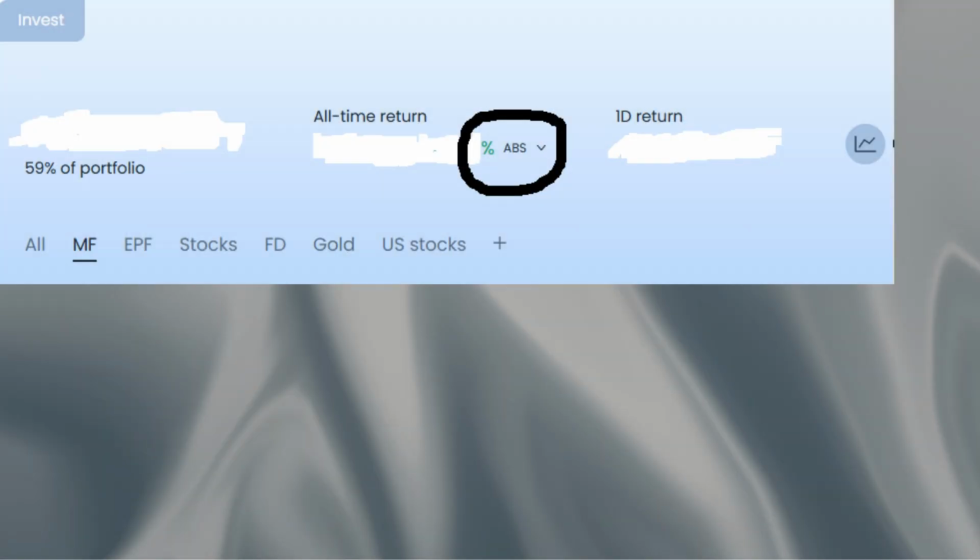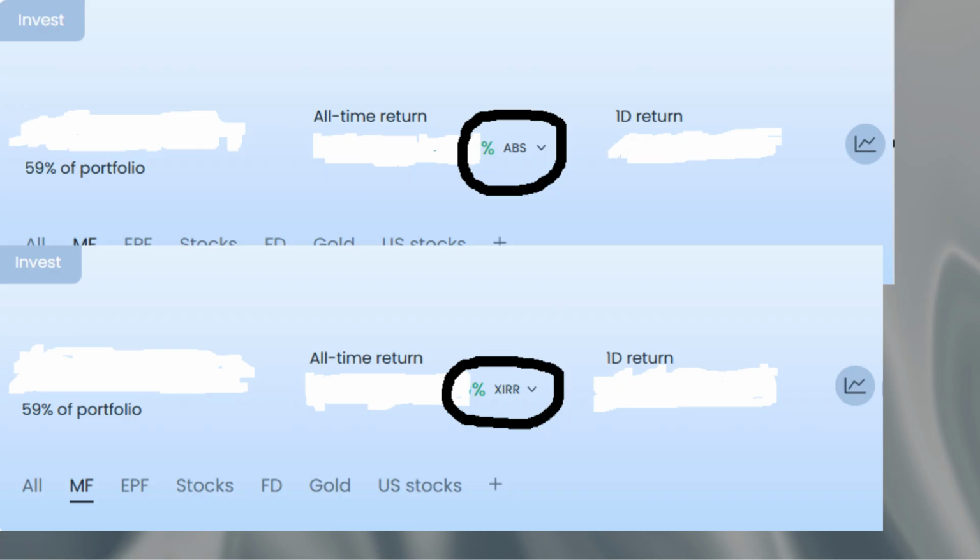Most of us investors look at investment returns every day, but only a few of us actually understand the difference between absolute return, XIRR, rolling returns, and CAGR. When you log into any investment platform, you will always see the first three numbers. In this video, let's conceptually break these returns down one by one.